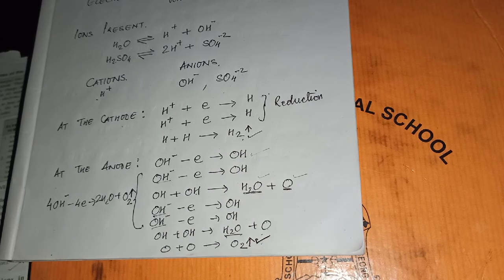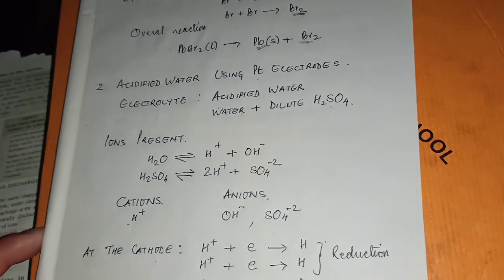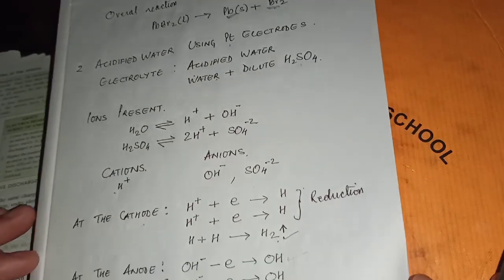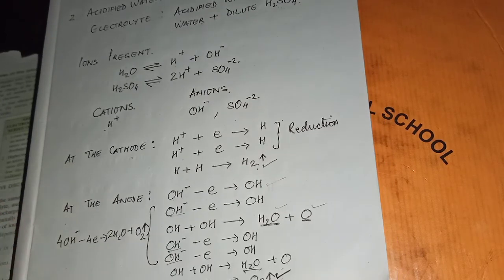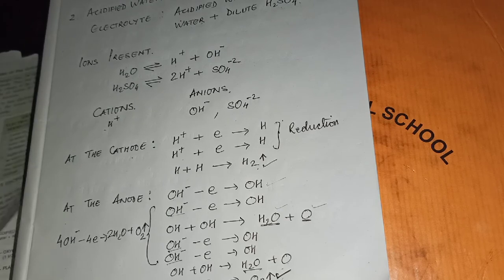Am I clear, boys? I hope I have made you clear about how to write the electrolytic reactions at different electrodes and how to determine products formed using the conditions required for selective discharge of ions at the electrode. We'll discuss the electrolysis of some other compounds in our next class. This much for today.